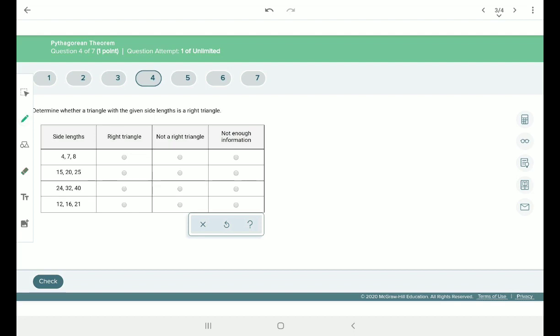The way you do that is that you know the Pythagorean theorem is a squared plus b squared equals c squared. So what you just do is you plug in what you know. You take the 2 smaller sides and plug them in for a and b, and the largest side is your hypotenuse, so that will be c. So in this case, I'm going to take 4 squared plus 7 squared and see if that equals 8 squared.